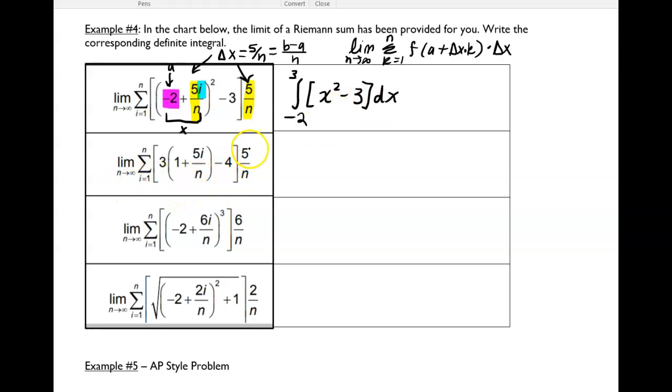In the next one, again, my delta x is 5 over n. So I recognize my delta x, 5 over n. I see my i right there. So I know that this part is going to be my x. And my a is going to be 1. So my integral will start at 1. Since my delta x is 5 over n, that means the width of my interval is 5. So I'm going to add 5 here. So I'm going to go from 1 to 6. And then my function. This whole part is my x. So my function is 3x minus 4 dx.